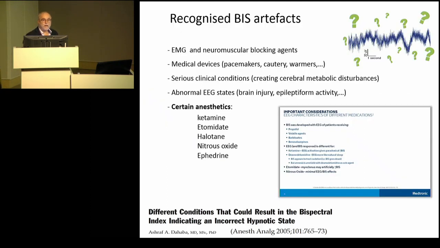But BIS, the number, has well-recognized artifacts. Even the same enterprise knows that it's happening. It is not just that the EMG is altering the register of the waves, but also medical devices, clinical conditions, abnormal EEG activities, but also much more important, different anesthetics that we're commonly using do not translate into a BIS number change in our practice. So we cannot rely on the BIS number whenever we are out of the propofol or the sevoflurane anesthesia.